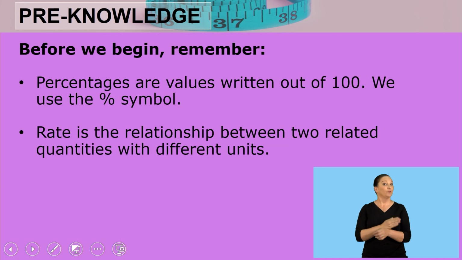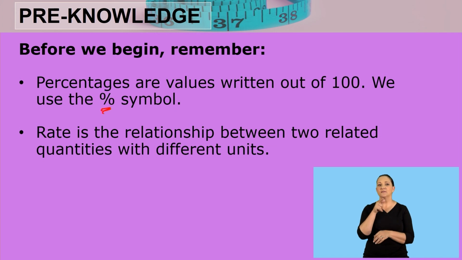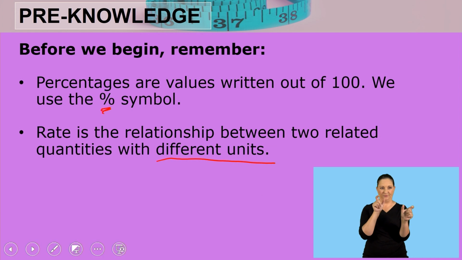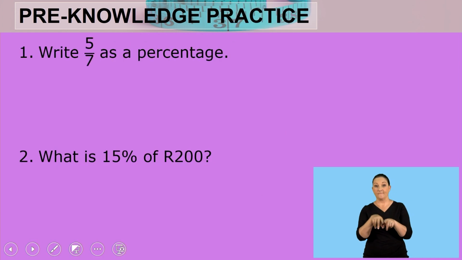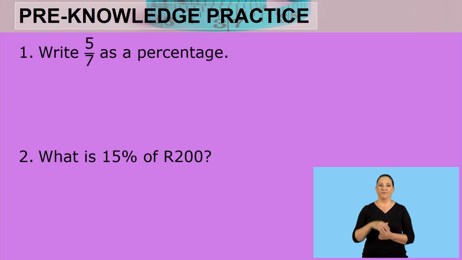Before we begin, remember, percentages are values written out of 100, and we use the percentage symbol. Rate is the relationship between two related quantities with different units. If they were the same units, then of course that would be ratio. All right, here we go, pre-knowledge practice. Write 5/7 as a percentage. It's already in fraction form, 5/7. I'll multiply that by 100.